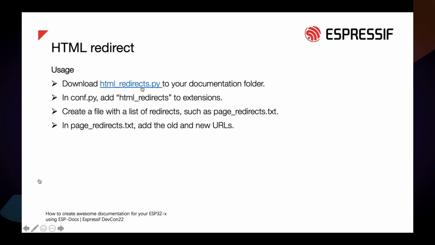You download this Python script to your documentation folder, and then in the Sphinx configuration file, add HTML redirects to extensions, and then create a file with a list of redirects, such as the page redirect txt in the ESP-IDF Programming Guide. And then in this redirect txt file, add the old and new URLs.